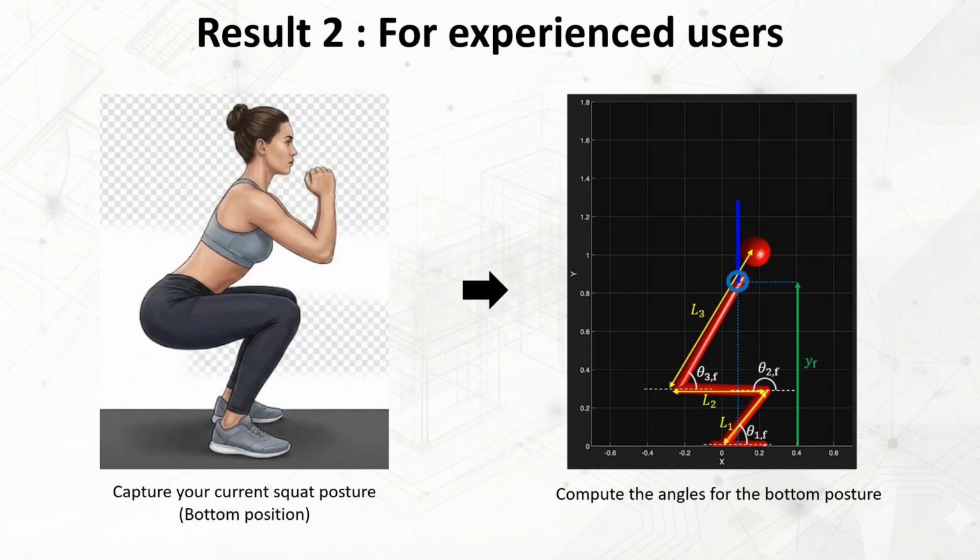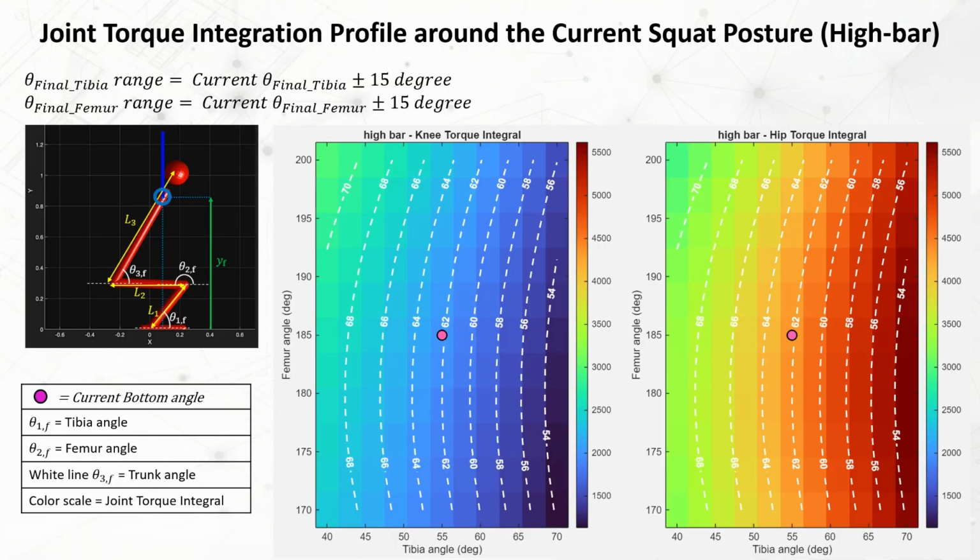Now, let's move on to experienced users. They already know how to squat, so they need optimization. First, capture your current squat posture at bottom position and compute the angles. Let's analyze this heat map.